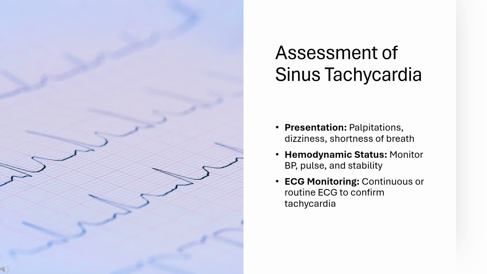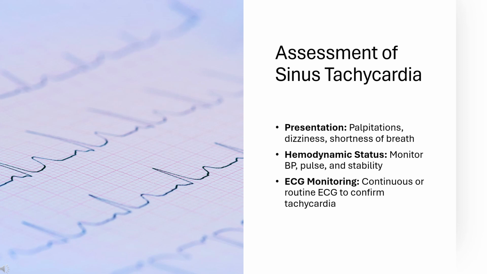Monitor the patient's blood pressure regularly. Sinus tachycardia can sometimes cause hypotension due to decreased filling time of the heart, resulting in reduced stroke volume and therefore cardiac output. Regularly check the patient's pulse rate and quality. A rapid pulse can indicate a significant increase in heart rate. Compare the apical pulse with the radial pulse to ensure they are consistent and check for any pulse deficit.